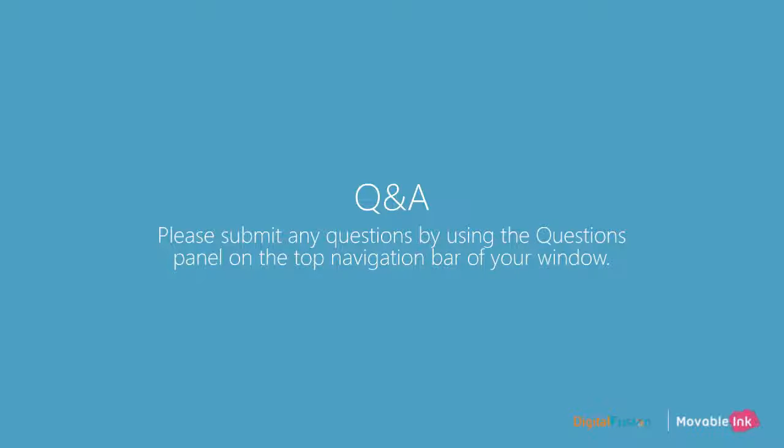Great. Another question: are any restaurants leveraging OpenTable data with Movable Ink? And if so, how would that work?